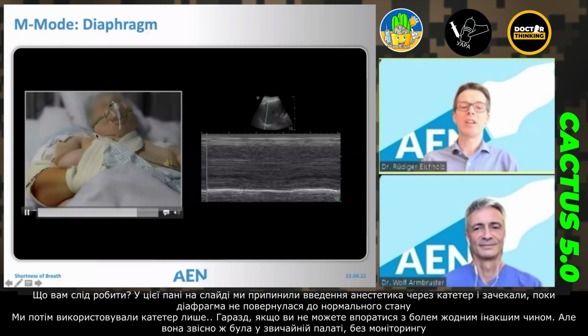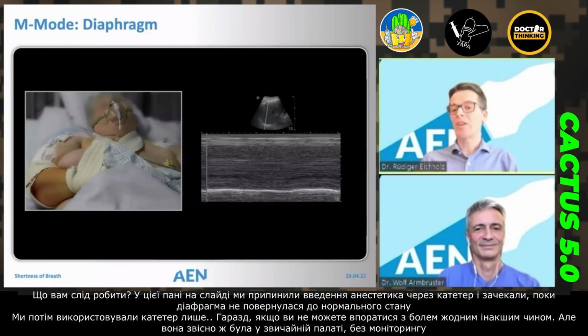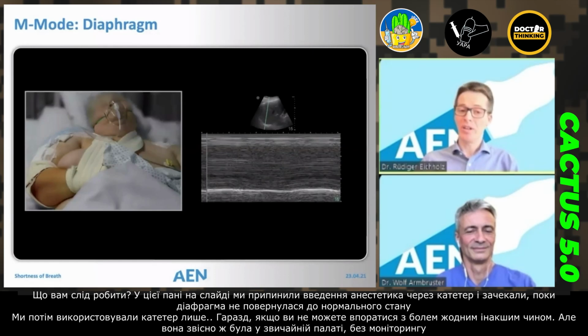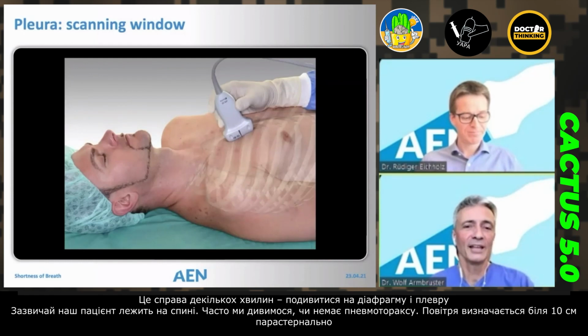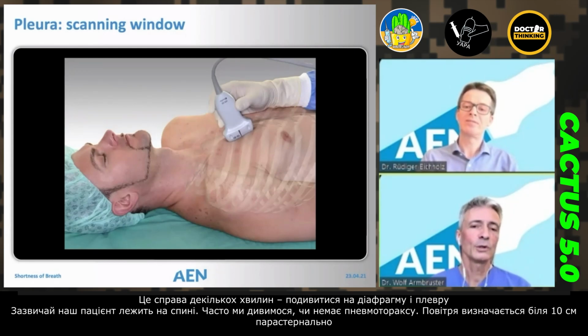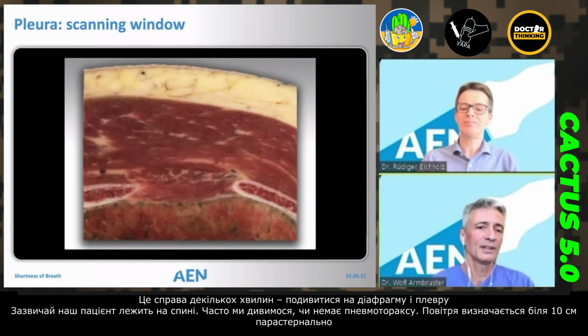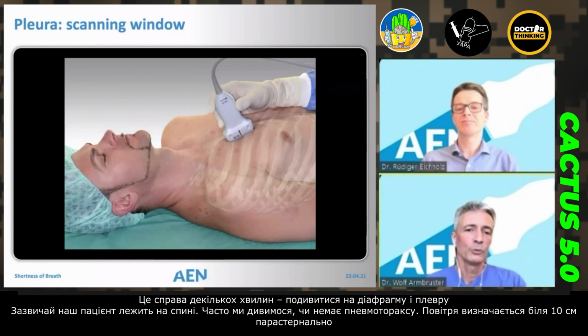And so what to do? Of course, in this lady here, we didn't even start the catheter, so we just stopped it and waited until the diaphragm was back to normal. And then we only used the catheter if you can't deal with the pain in any other way. But she is, of course, on the normal ward, she is in jeopardy of getting shortness of breath unmonitored. So, of course, it's only a question of a few minutes to look at the diaphragm, and then you know. Usually we do have a supine lying patient, and many times we're looking for pneumothoraxes, and the air that should be detected outside of the lung will be at the region just 10 centimeters parasternal.